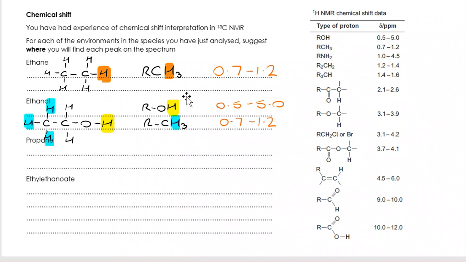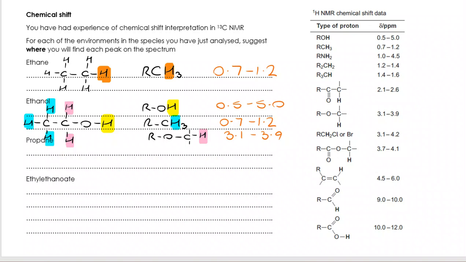Let's move on though, because we've also got these three at the end. Well, that's another RCH3. That's going to be somewhere between 0.7 and 1.2. And we still have a third environment. We have an H bonded to a C, and in this case, it's bonded to a C that's bonded to an O, that's then going off to be connected to something else. That means that we're going to get a peak between 3.1 and 3.9. So we know how many peaks there will be, and we know a fairly good approximation of where on the spectrum we would find them.